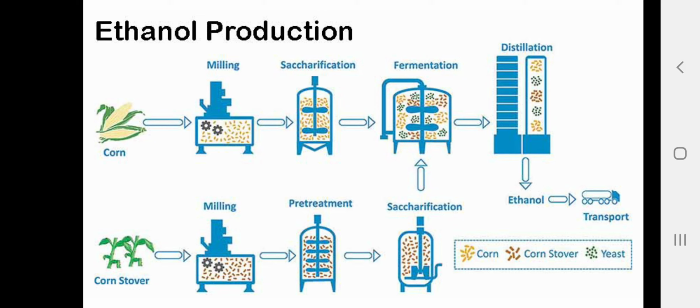Now apart from the maize grains or the cobs, the remaining plant biomass is called the corn stover. Now this is also subjected to milling. Later on it has to undergo pre-treatment because it contains a lot of lignocellulosic material. The further process is the same as when the grains are used, that is, it is subjected to saccharification and further distillation to obtain the ethanol.